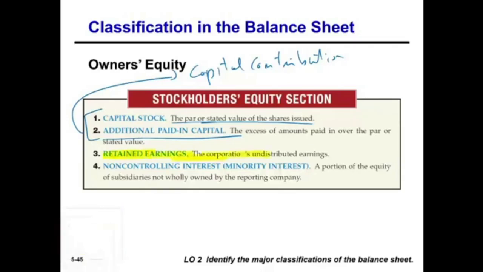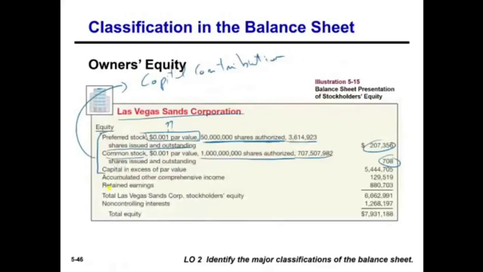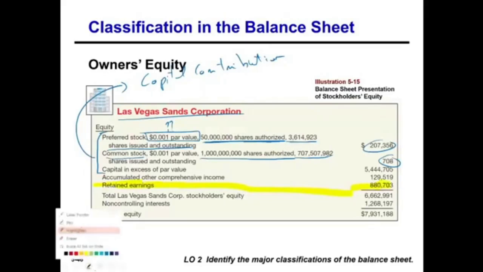Retained earnings is the corporation's undistributed earnings since the company started. So when the company makes a profit, they can either distribute it or keep it. The amount that they keep from the earnings is called retained earnings. So this is usually another main component of the balance sheet, the equity section.